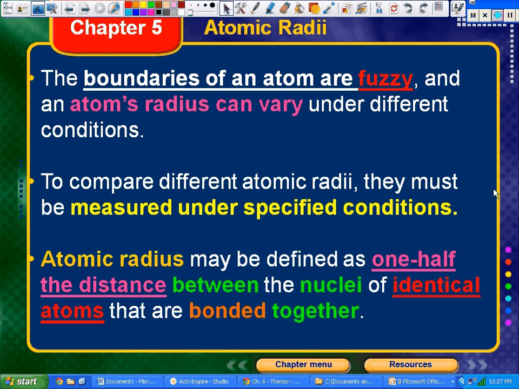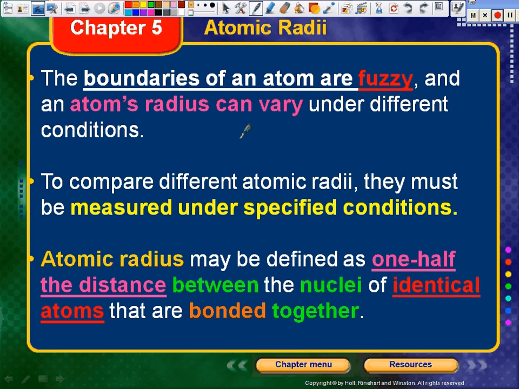The boundaries of atoms are fuzzy. Why are they fuzzy? Okay, there's a lot of good answers there. If this is the nucleus, the electrons are out there somewhere. We don't know where they are, but they are somewhere out there in that general vicinity. And the problem is we can't put a point on it and say this is where it ends.